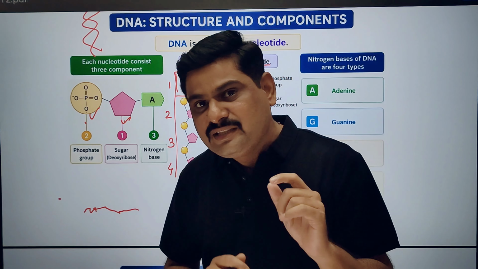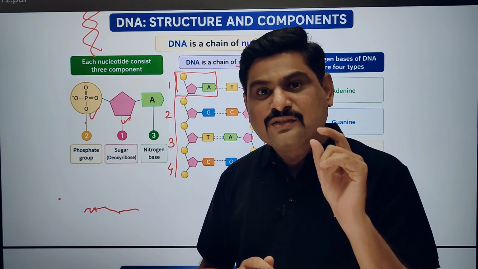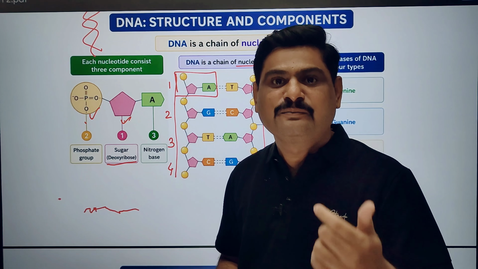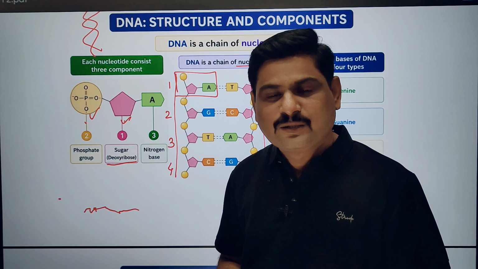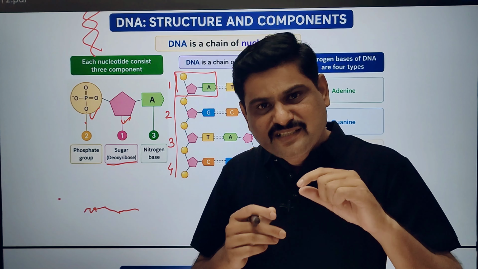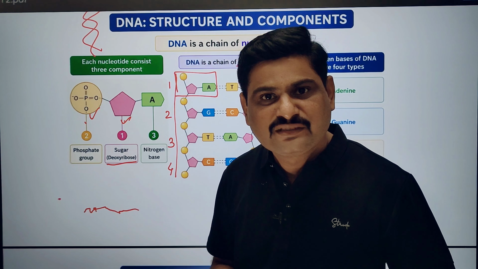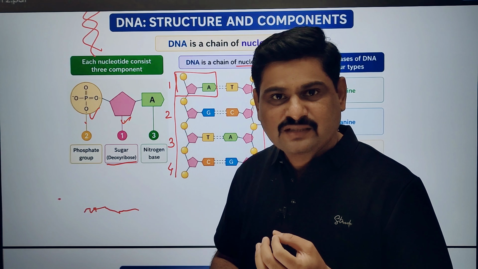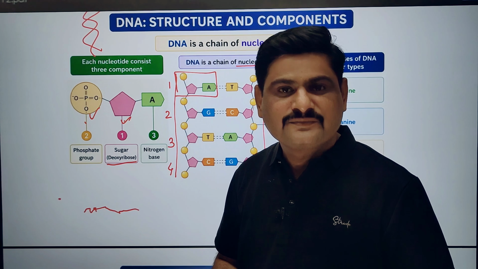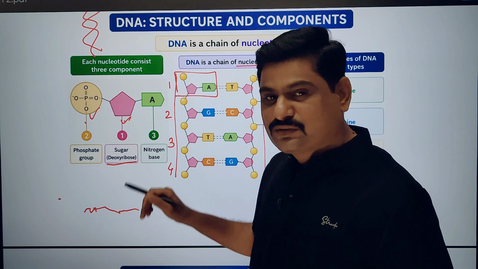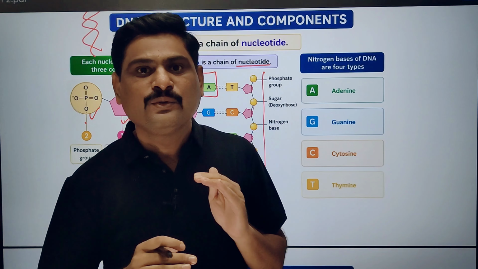Clear? Now an important thing you have to remember is the sugar which is present in DNA. What is its name? The sugar present in DNA is called deoxyribose sugar. So in papers they can ask a question such as which type of sugar is present in DNA. Okay? So remember that DNA is a chain of nucleotides. Each nucleotide consists of three components: sugar, phosphate group, nitrogen base. Which sugar is present in DNA? Deoxyribose sugar.